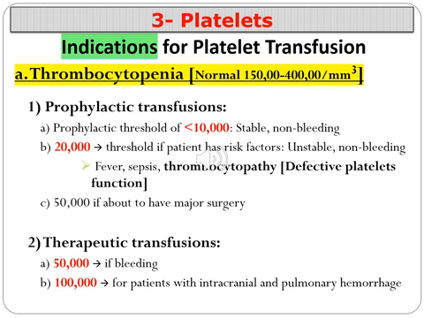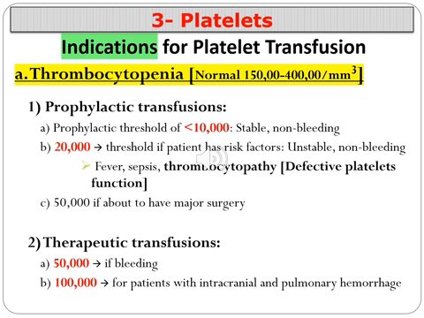The first indication for platelet transfusion is reduced platelet count, or thrombocytopenia. Prophylactic transfusions mean the patient is not bleeding, though we will transfuse platelets for fear of bleeding. Our threshold here is a platelet count of 10,000 if the patient is stable, and 20,000 if the patient has risk factors like thrombocytopathy, which is a defective platelet function.